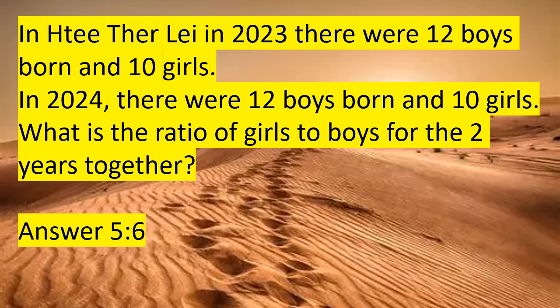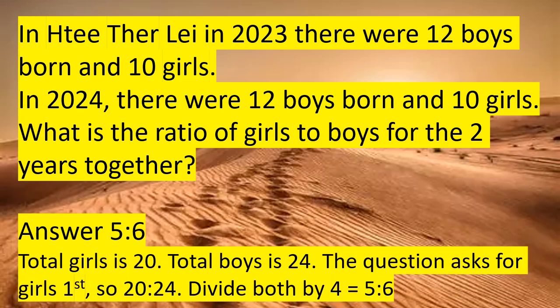How do we get that one? Total girls is 20, 10 in each year. Total boys is 24, 12 in 2023, plus 12 in 2024. So the question asks for girls first. So the ratio is 20:24. We can divide both of those by 4, and it becomes 5:6.